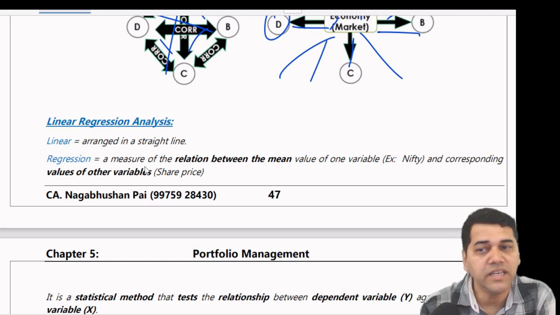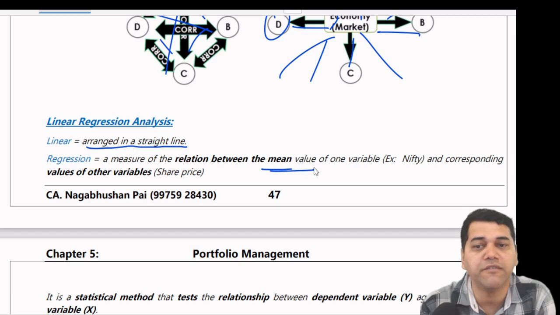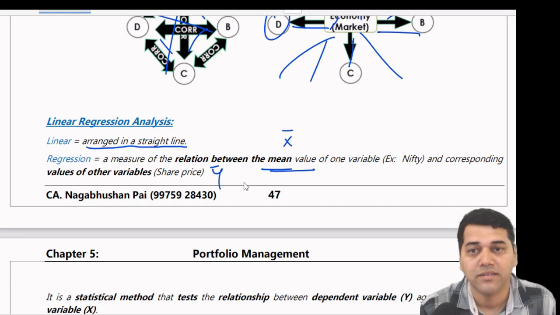Linear means arranged in a straight line, linear, followed, no? Regression is a measure of relationship between the mean value, mean means x bar, of one variable, say for example, independent variable, and the corresponding other variable, say y bar, followed, no? See, here we have got two things.